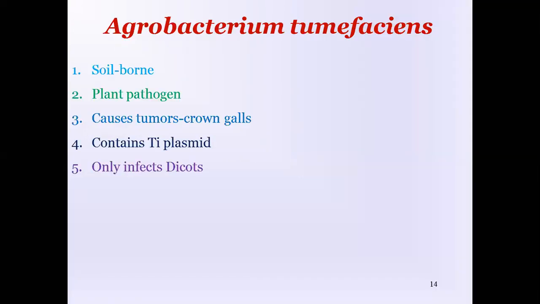Okay. Now if we look at Agrobacterium, Agrobacterium is a soil-borne pathogen, so it resides in the soil and transmits through soil. It is a plant pathogen, it infects plants and causes tumors, crown gall, and contains the Ti plasmid, the tumor-inducing plasmid. Ti means tumor-inducing plasmid, and they only infect dicots, even though now people are transforming monocots as well. Usually it can only naturally infect dicot plants. Dicots, you understand? Yes, sir. Those with two cotyledons, and broadleaf plants.